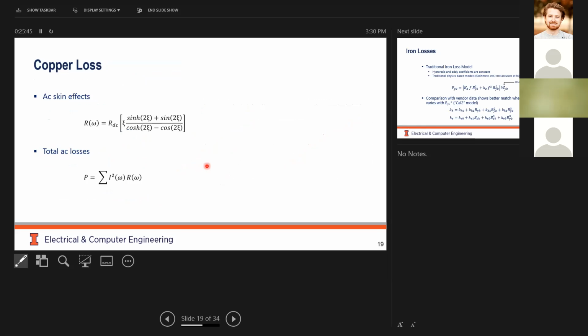Then how do we calculate the losses if we have the current harmonics, right? The copper losses are determined by Joule's law, I squared R, but the resistance is frequency dependent. So this is for the copper losses, and it has a similar form to the previous resistance formula, but this is for copper, and the previous one was for the permanent magnet circuit.